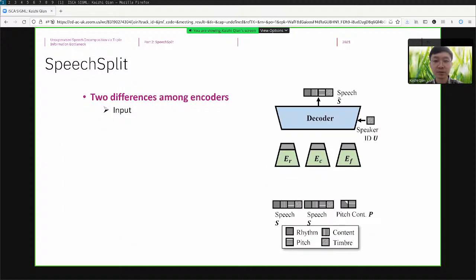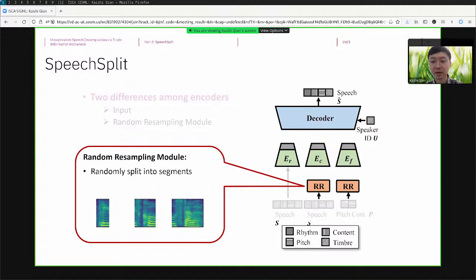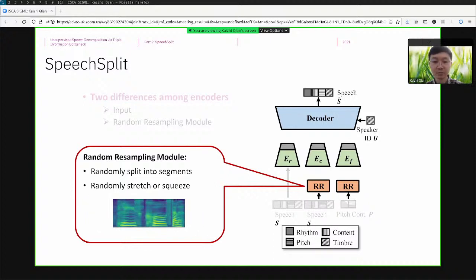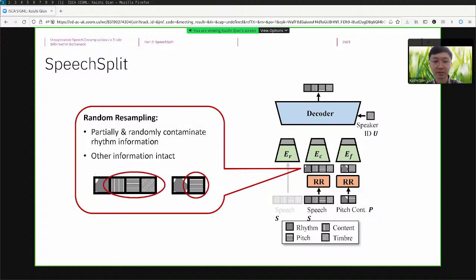The second difference among the encoders is that there is a random resampling module before the input to the content encoder and the pitch encoder, but not before the rhythm encoder. The random resampling operation first randomly splits the input signal into segments, and then randomly stretches or squeezes each segment before piecing them together. So we can see that the purpose of this operation is to corrupt time information. And thus, the output signals all have a contaminated rhythm block, while the other information remains intact.